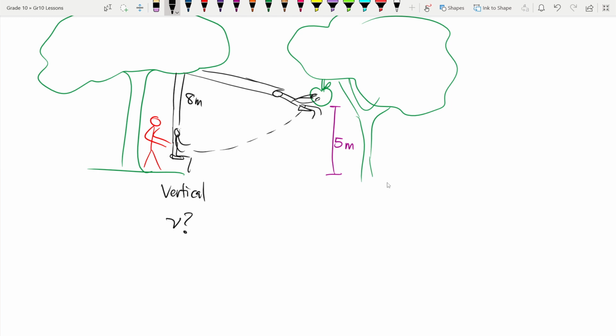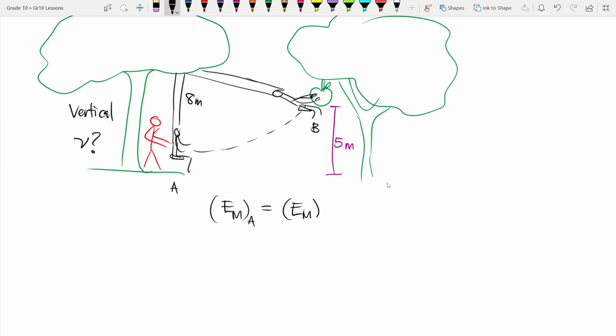By using the mechanical energy. Yes, we're always going to go to the conservation of mechanical energy. So we'll just call this point A and point B. Yes, that is correct. So we're going to say EM at point A should be the same as EM at point B. Okay, then what's next?